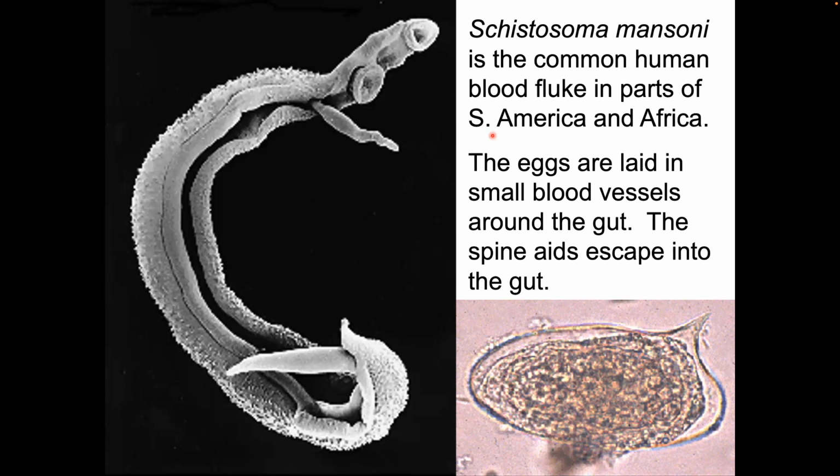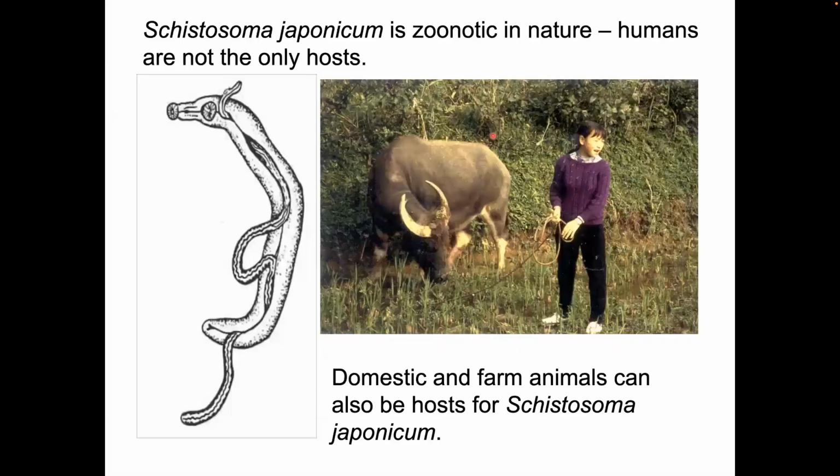So that's an interesting point about the way in which this fluke was able to colonize South America. Then, of course, we have Schistosoma japonicum, which is zoonotic, and humans are not the only host, which means it's very difficult to eradicate.